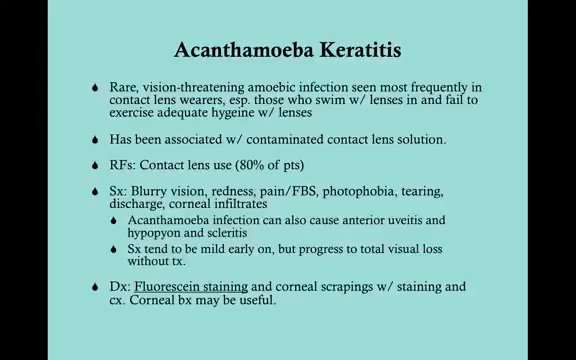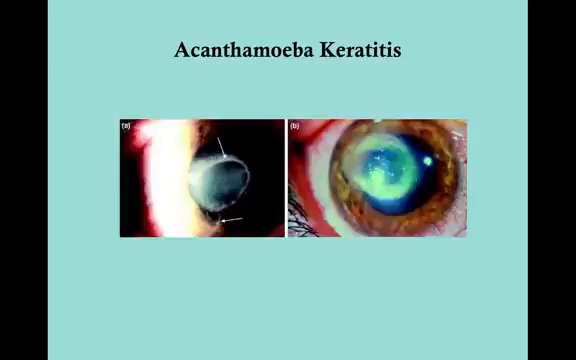The diagnosis here, again, you're going to do fluorescein staining, get corneal scrapings. Corneal biopsy can be useful if the corneal scrapings don't show you any useful results. So this is an example of Acanthamoeba Keratitis. Don't worry about how to tell this just by looking at it.